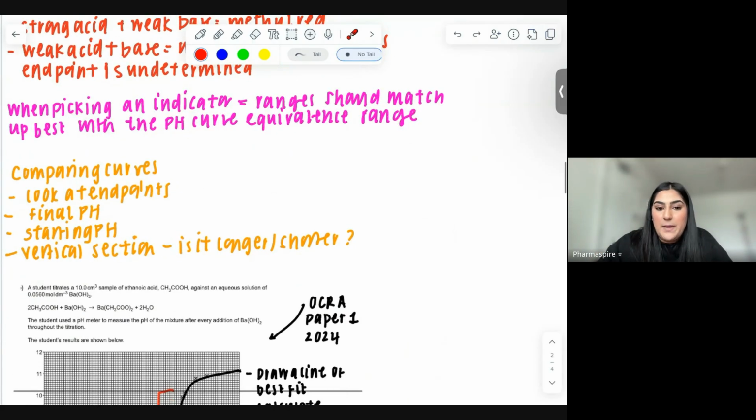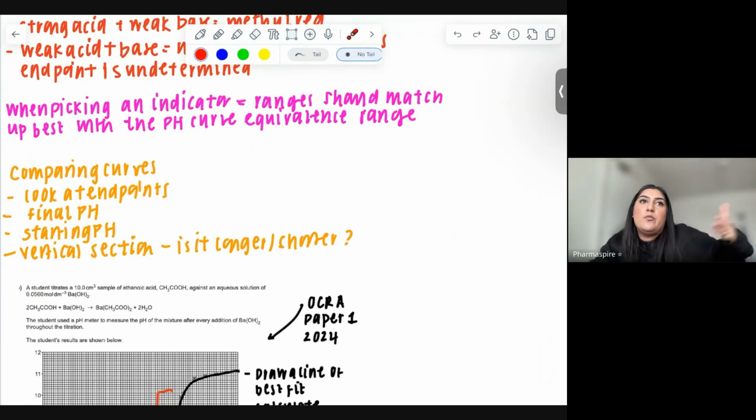Then they could ask you to compare curves. So I've seen a question where they said, originally I reacted a weak acid and a strong base, but now I've decided to do one where it's a strong acid and a strong base. So what would be the difference in the curves, for example? Obviously you need to look at your endpoints. Are the endpoints the same? Compare your final pH, compare your starting pH. So if you started with a weak acid, your starting pH is going to be a lot higher than it would be with a strong acid.